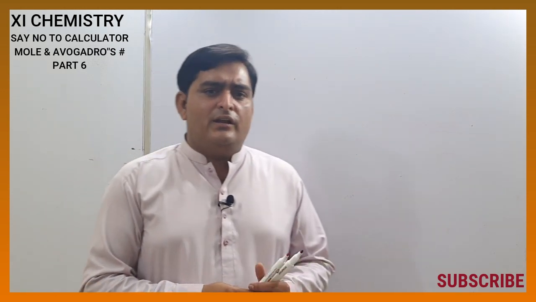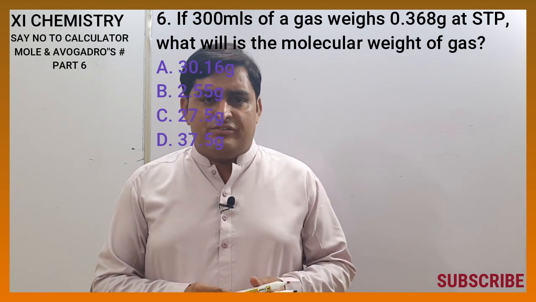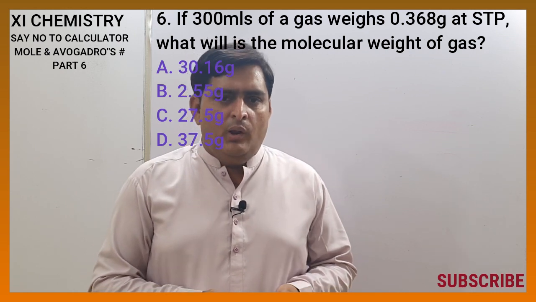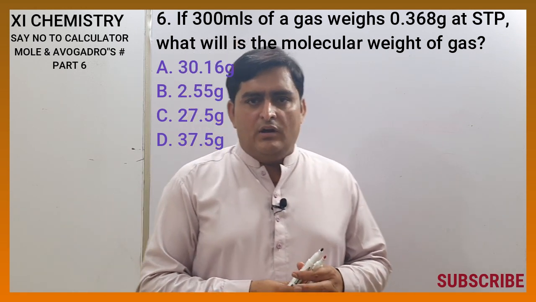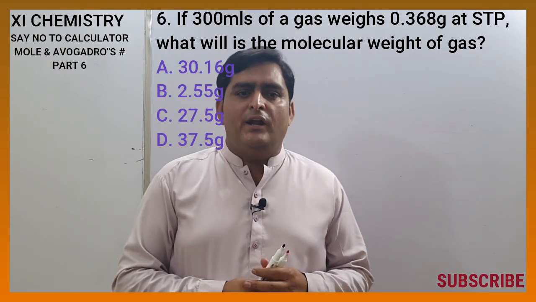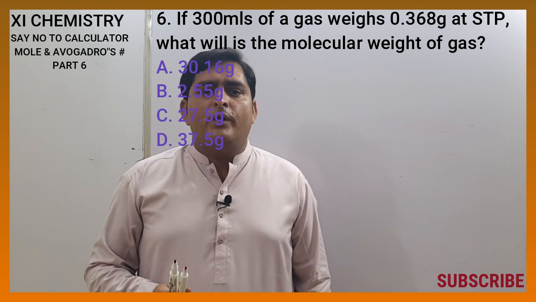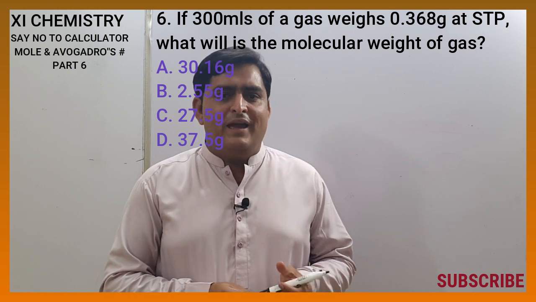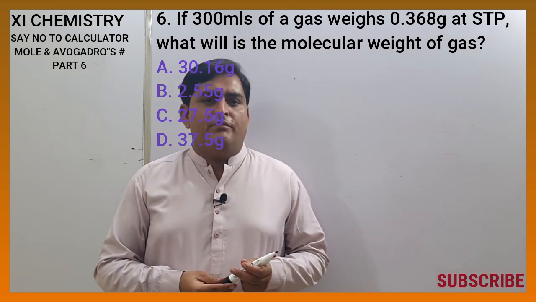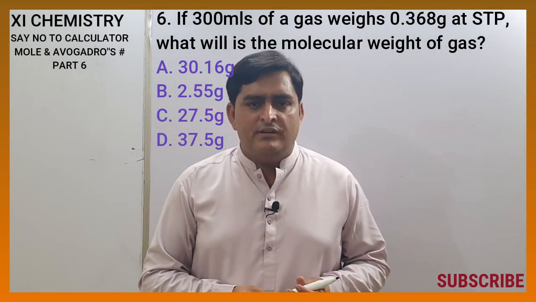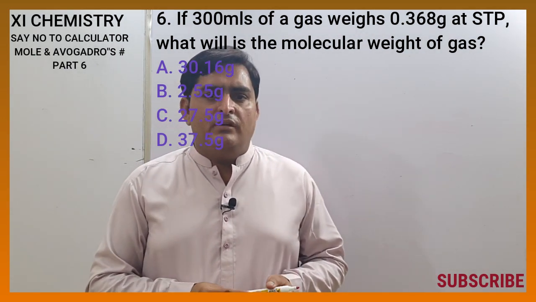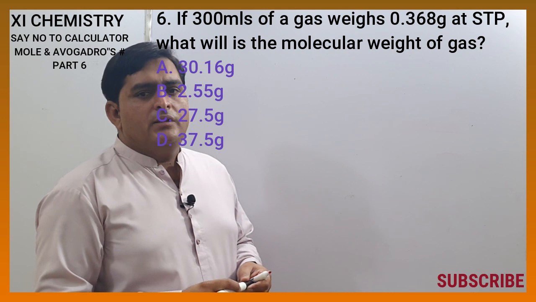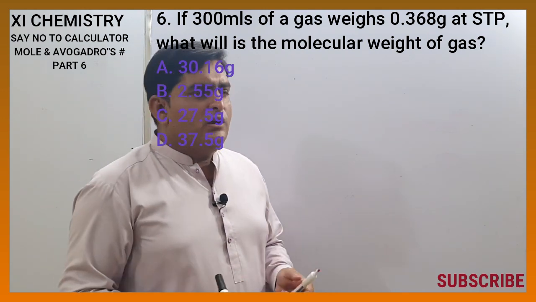Look at the screen: 300 milliliters of gas weighs 0.368 grams at STP. What is the molecular weight of the gas? I am repeating the question: 300 milliliters of gas weighs 0.368 grams at STP. What is the molecular weight of the gas? And the options are A 30.16, B 2.55, C 27.5, D 37.5. So from this information we will find the molecular mass of the gas.